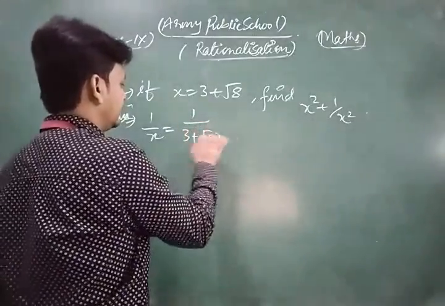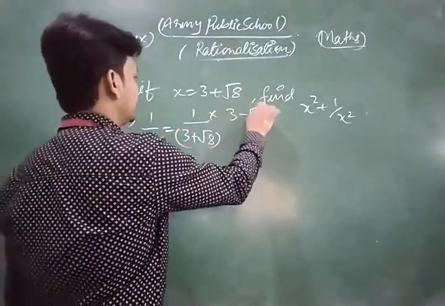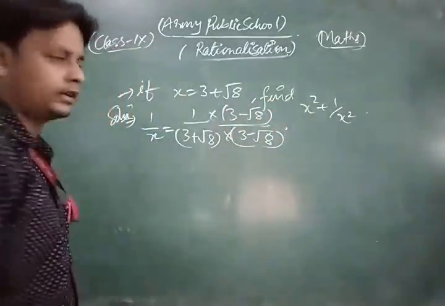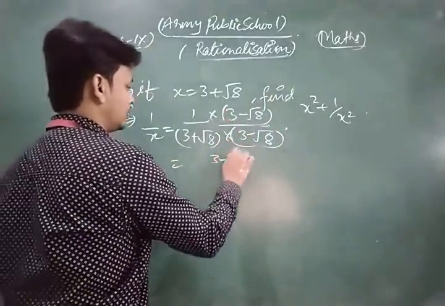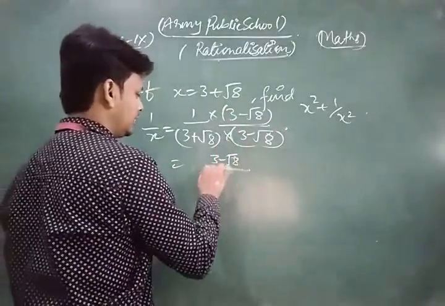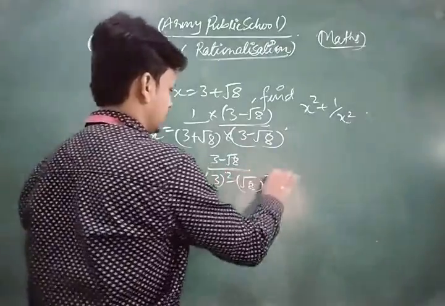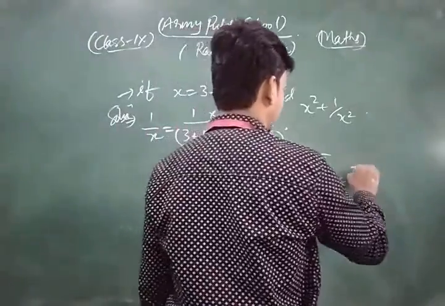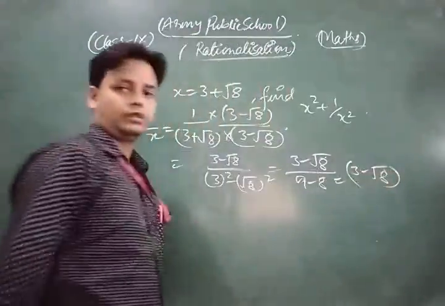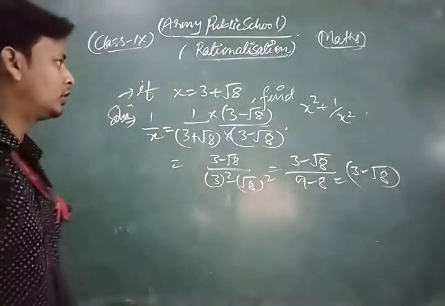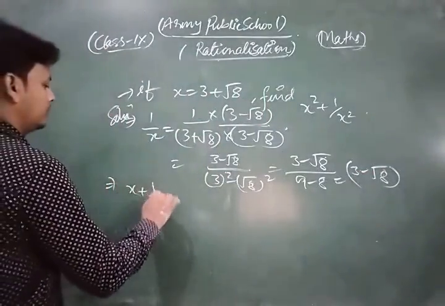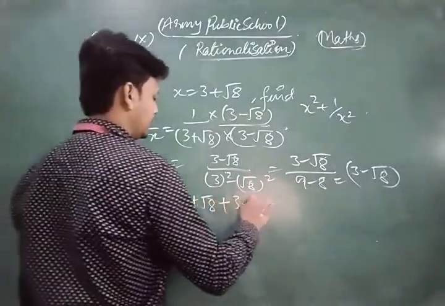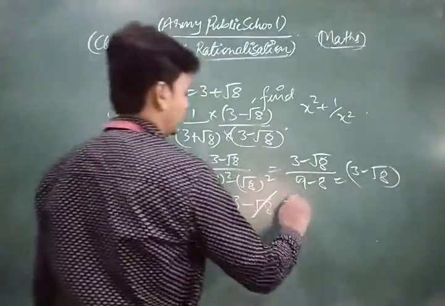1 upon 3 plus under root 8. You must multiply by 3 minus under root 8 upon 3 minus under root 8. So we simplify it to 3 minus under root 8 upon, this is a square minus b square, that is 9 minus 8, so it is 3 minus under root 8, means the value of 1 upon x. Now we add them: x plus 1 upon x is equal to 3 plus under root 8 plus 3 minus under root 8. So the root 8 cancels, and now this is 6.